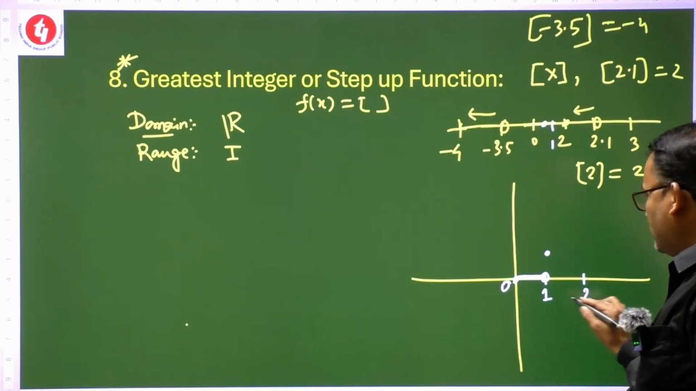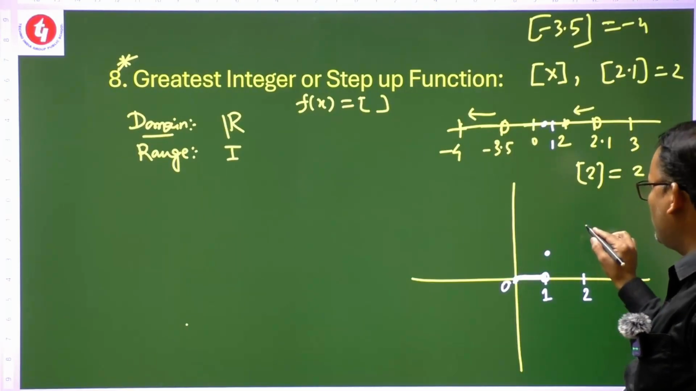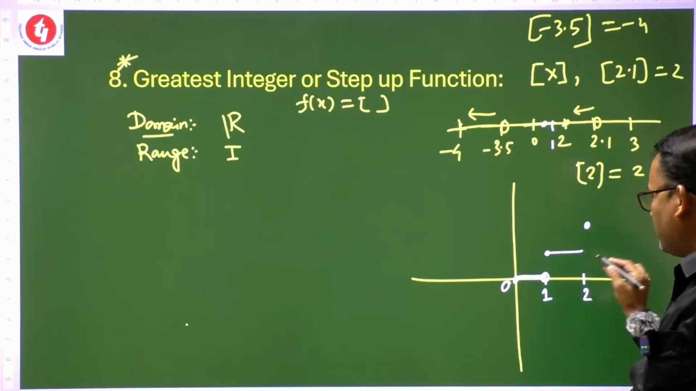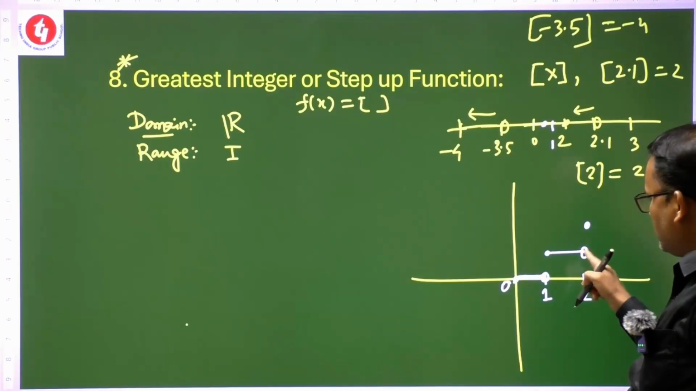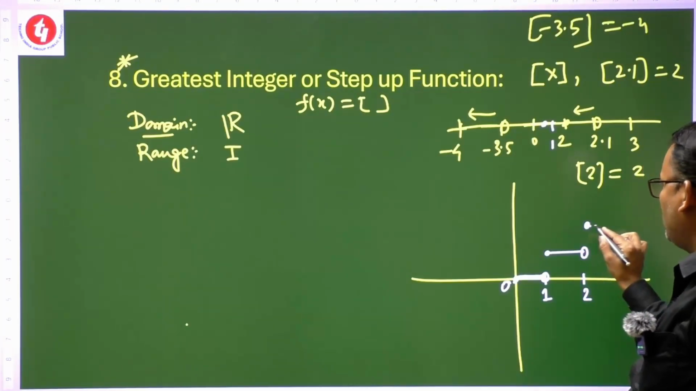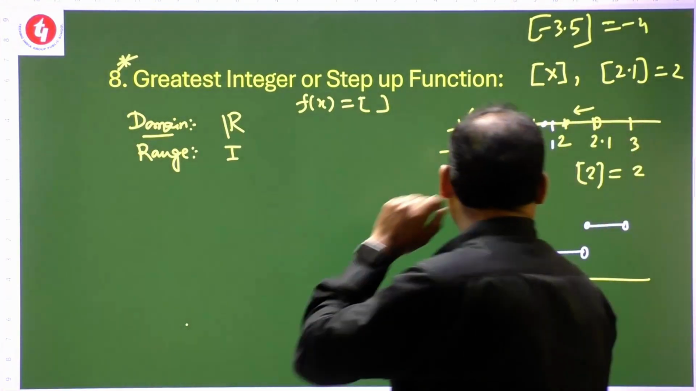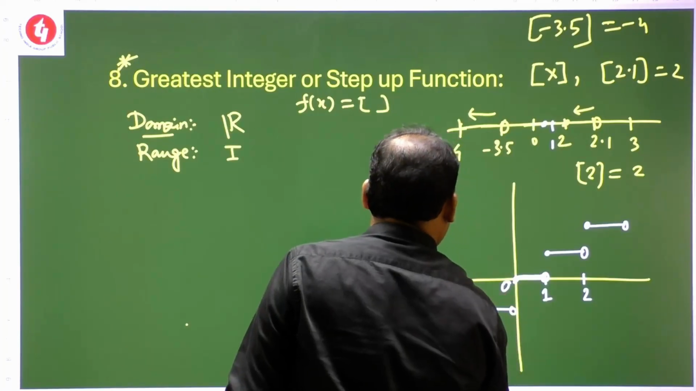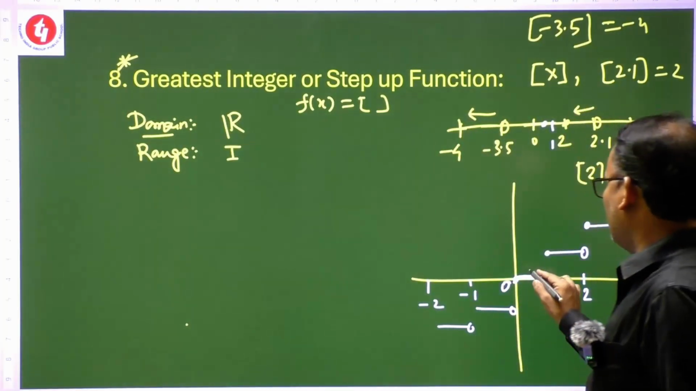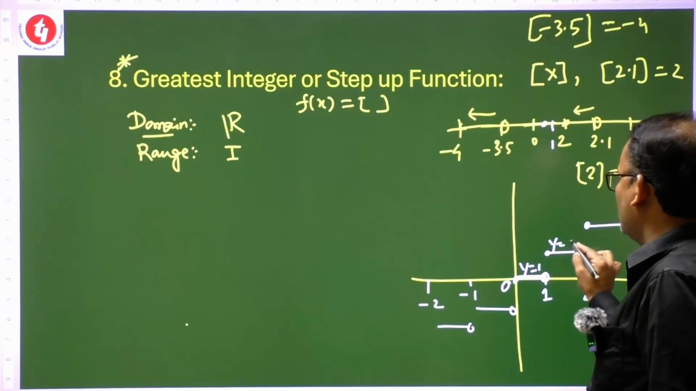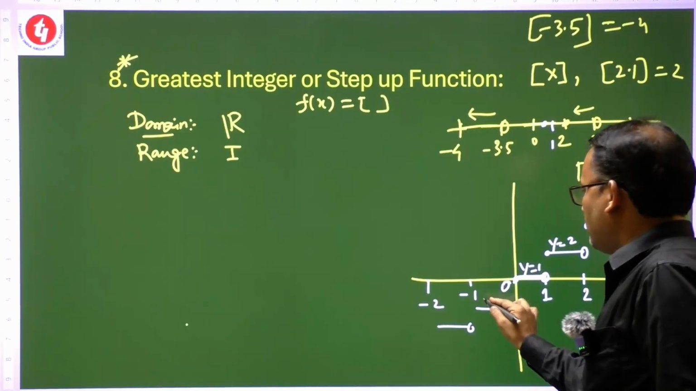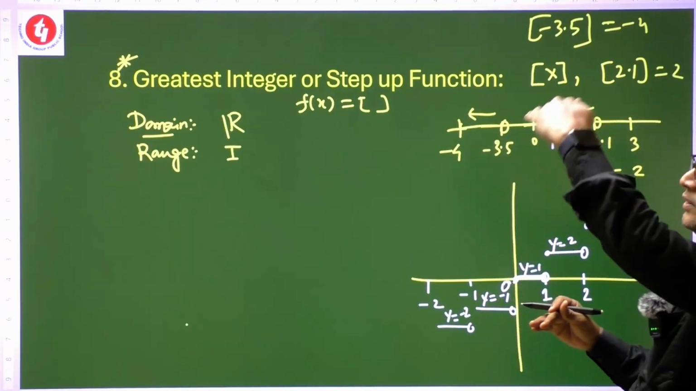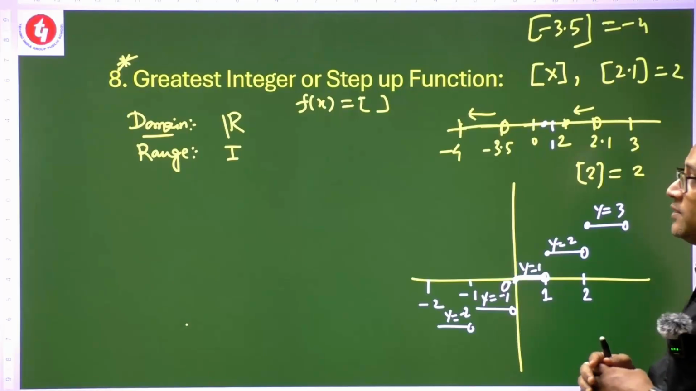So from 1 to 2, at the point 1, the box value is 1. At the point 2, the box value is 2. So between 1 and 2, the answer is always 1. At the point 2, there is a gap. The value is not this one, the value is this one. In a similar way, you continue like this, and you get the graph of the box function. Here is minus 1, minus 2. Here y is equal to 1, here y is equal to 2, here y is equal to 3, here y is equal to minus 1, here y is equal to minus 2. Step by step you are going in the upward direction, so it is also known as a step function.